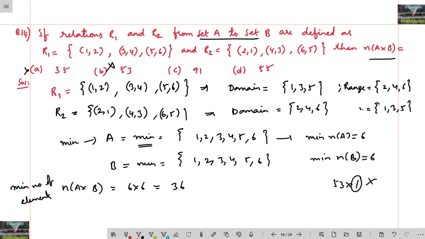So the second option is also not correct, because one set containing 53 elements and the other set containing only one element is not possible. And coming to the next one, 91 we can write as 13 into 7 or 7 into 13, right? There may be possibility 13 into 7 or 7 into 13. So this is correct. And coming to the next one, 55, we can write 11 into 5 or 5 into 11. 5 is not possible because minimum number of elements in a set is 6. So this is not possible, and hence we can say option C is the right answer. Okay, next question.